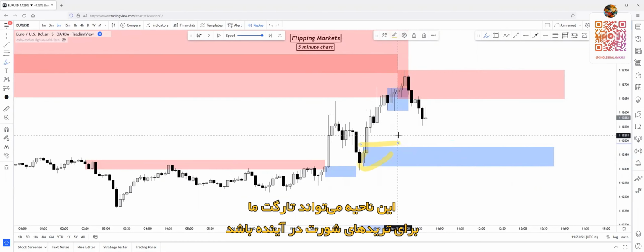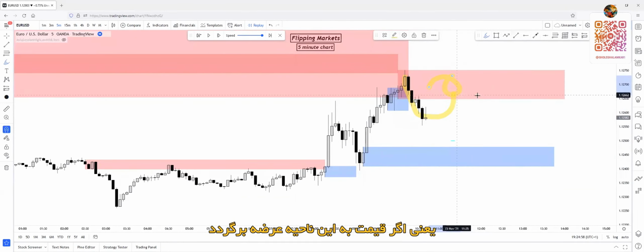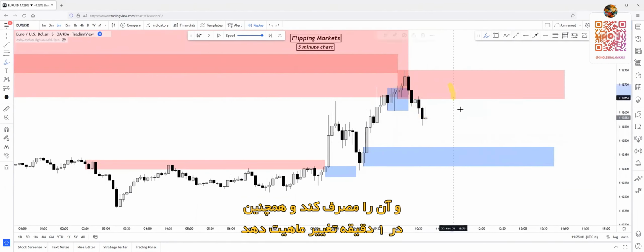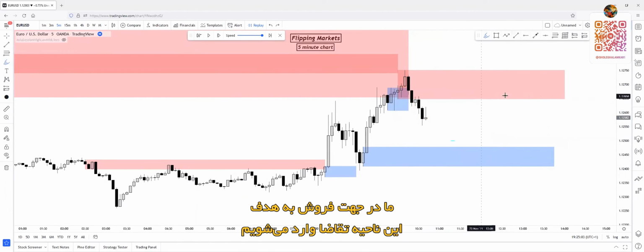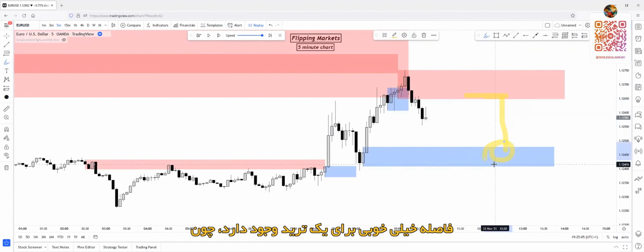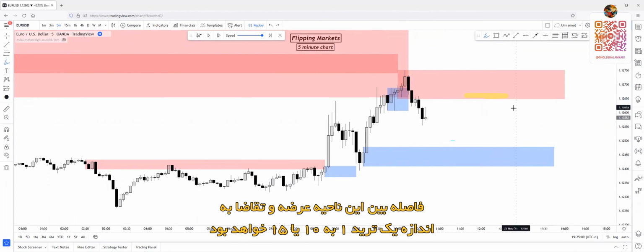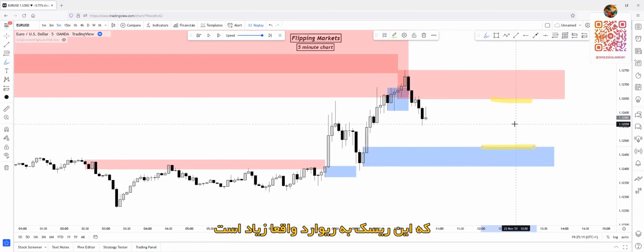This could be our later target point for the shorts. So if price comes back up to the supply zone, mitigates the supply zone, and creates a 1-minute change of character also, we will hop in a short trade and we will target this demand zone. There will be a huge room to enter in the trade, because the movement between this supply zone and this demand zone will be around 10 to 15 risk reward ratio, which is huge, which is really, really great.